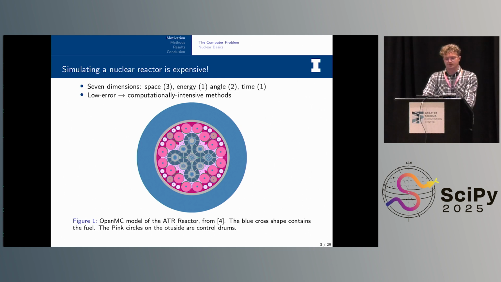Regardless of the method that we're using, you either need lots of discretization of these complicated geometries, or you need to run lots and lots of particle histories to get pretty good results. To do that, you're going to need a supercomputer if you're doing any large reactor model like this. So this is a very expensive process, and we're always looking for ways to make it cheaper.